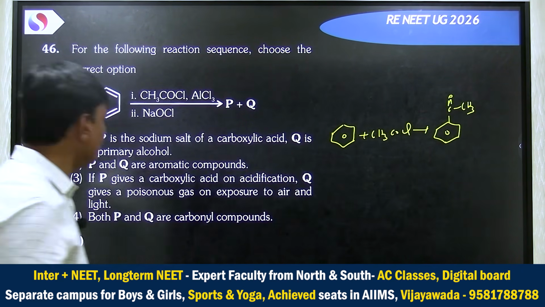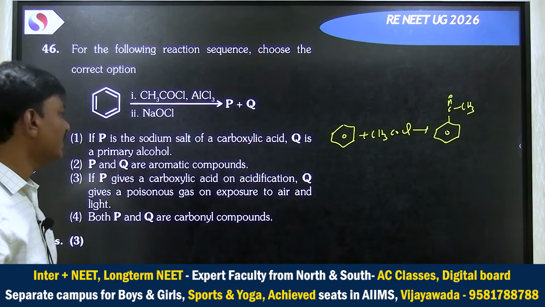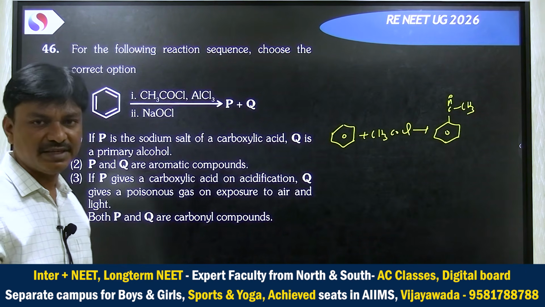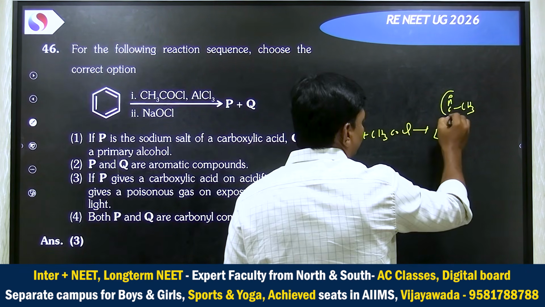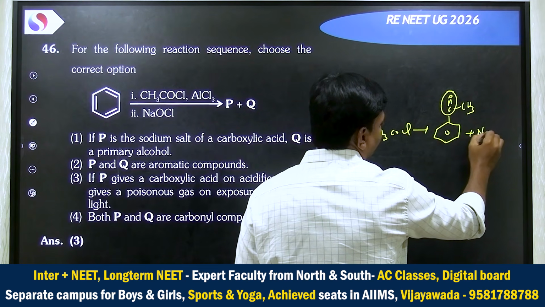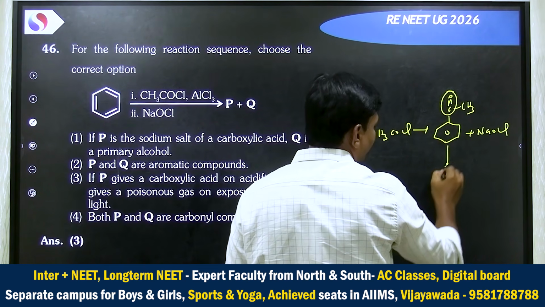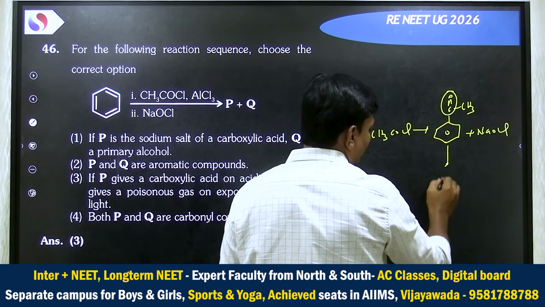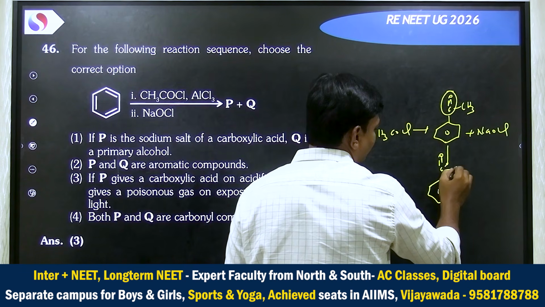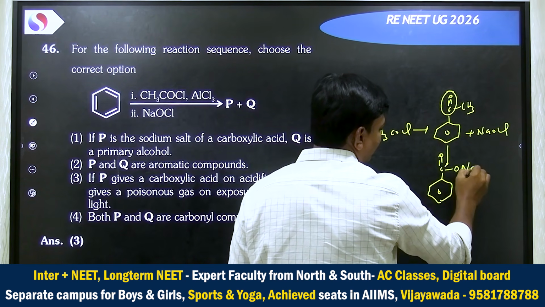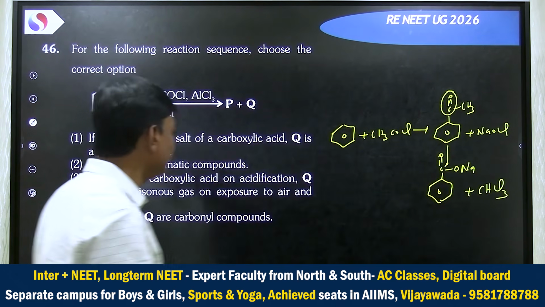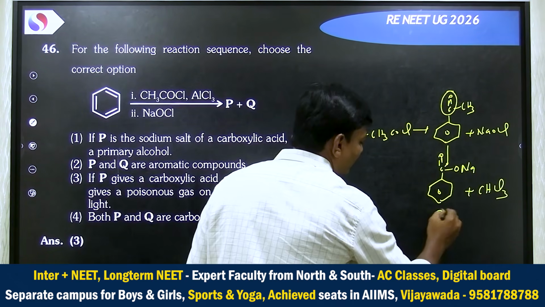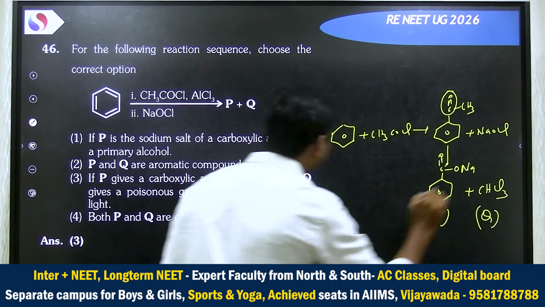And the second reagent will be NaOCl. NaOCl is sodium hypochlorite. It is a haloform reagent. In acetophenone, a ketone is there. When it reacts with NaOCl, then we get the sodium carboxylate derivative, sodium benzoate, and the second product will be chloroform. Okay, right? It is the P component and it is the Q component.